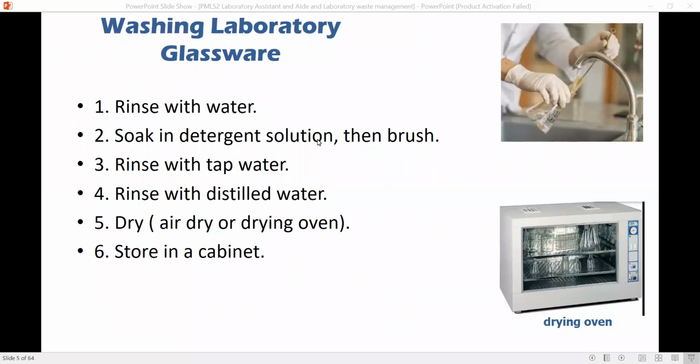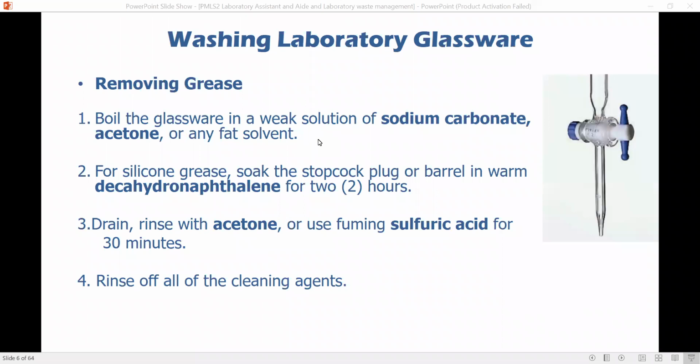By the way, the source of our lecture for the day is your book. Now, the problem is removing the grease. It's like at home, right? It's hard to remove grease. Grease is best removed by boiling in a weak solution of sodium carbonate. Acetone or any other fat solvent may also be used.